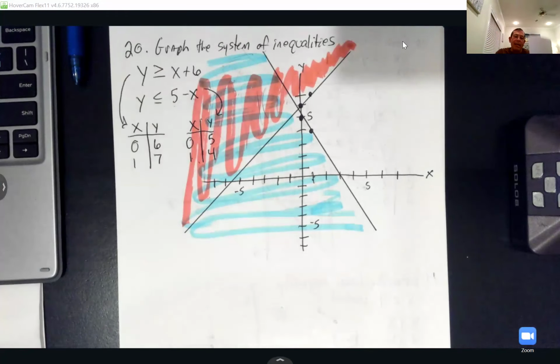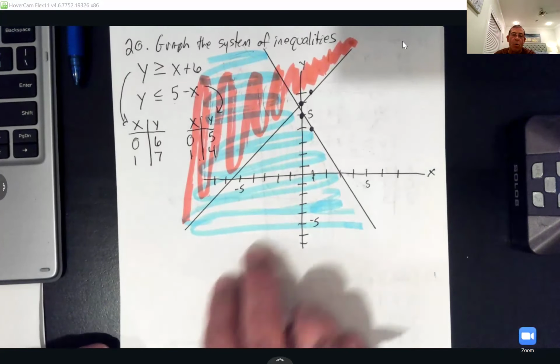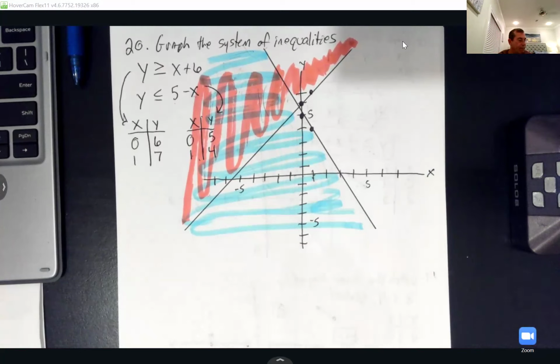So 18 and 19, you had to physically graph, but number 20, you're choosing out of the 4 different pictures they got, okay?